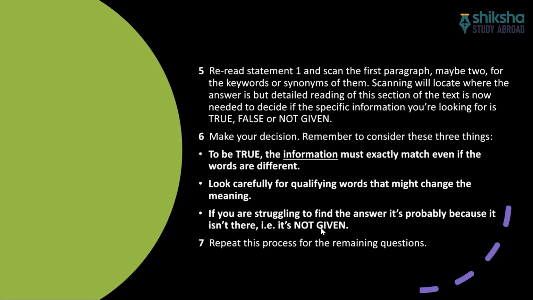So in case you're not able to find any information in the true, false, not given questions, then most probably the answer will be not given if you're not able to find any clue about the question. Okay, but again, I would advise you to cross-check and double-check before you write the answer as not given. All right. Seventh is, repeat this process for the remaining questions. So these strategies, these tips, do not just apply for one kind of question, but for all the questions.